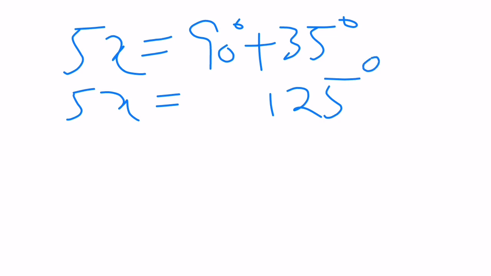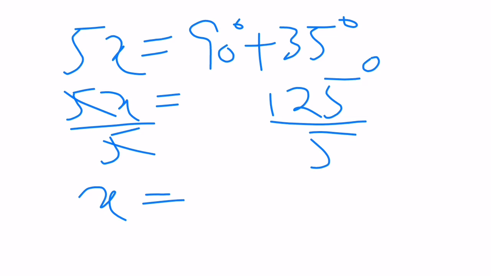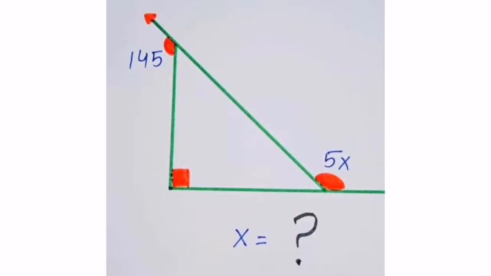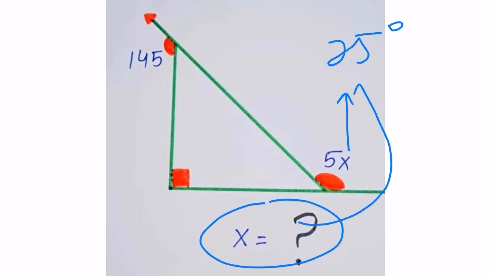Now to find the value of x, divide both sides by 5. So dividing 125 by 5, x is equal to 25 degrees. So the value of x in this figure must be 25 degrees.